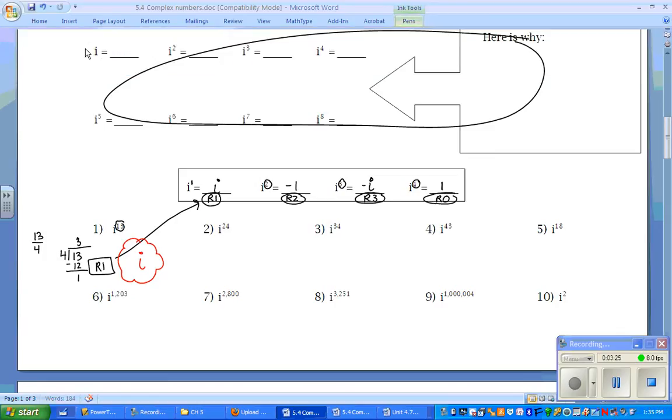Similarly, if we take 24 and figure out how many times 4 goes into it, it goes into it 6 times. In this case, there is no remainder. Since there is no remainder, it pairs up with i to the 4th, so our answer here would be 1.